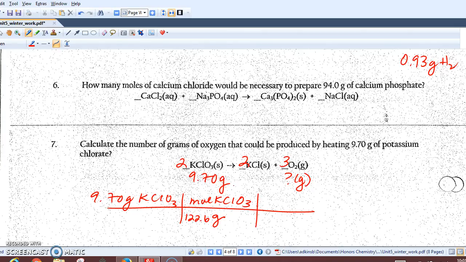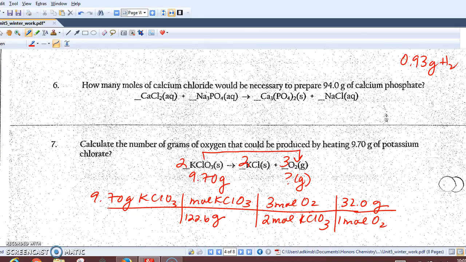All right, so we've got moles of KClO3. I'm trying to get from that to that. The only thing that connects them is their coefficients and their mole ratios. So I have 2 moles of KClO3 required to produce 3 moles of O2. In the last step, they want to know, well, what is the mass of that? Well, 1 mole of O2 has a mass of 32 grams. So here's our bridge. Multiply and divide everything out. Final answer comes out to 3.80 grams of O2.